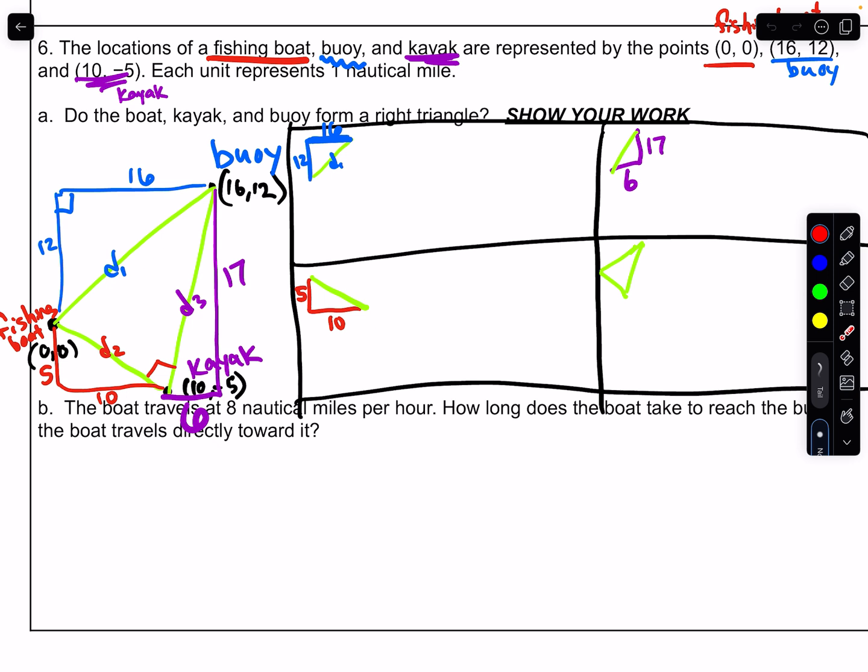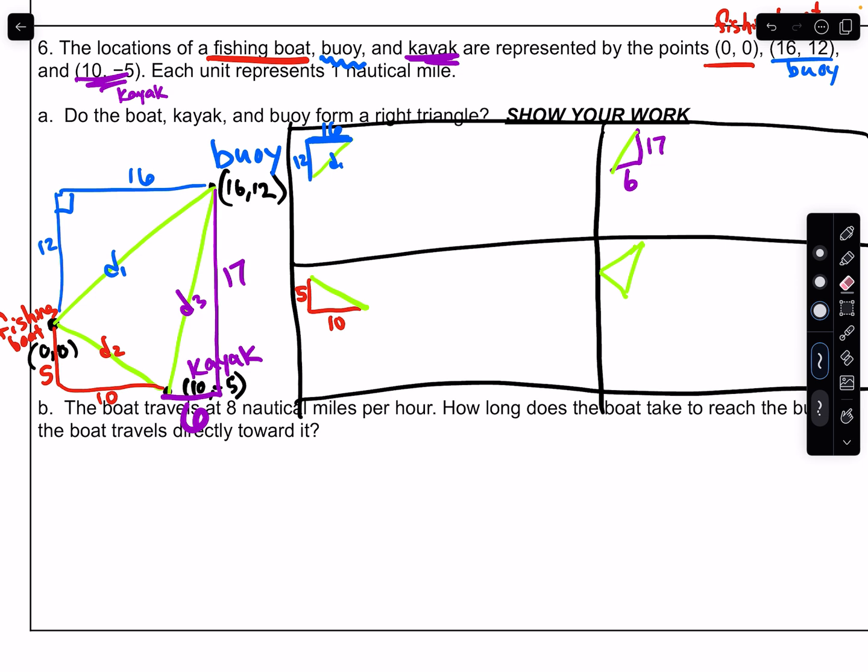The very big question is, do they form a right triangle? And we need to show our work for that. So is this green triangle a right triangle? It looks like maybe this could be a right angle here, but I don't know. So technically I probably shouldn't have even drawn that in there yet. It could be, but we don't know.